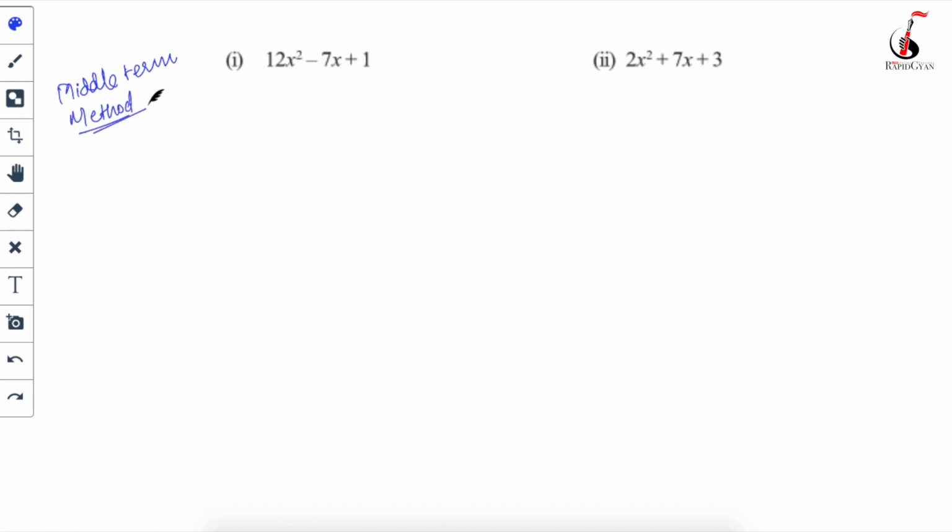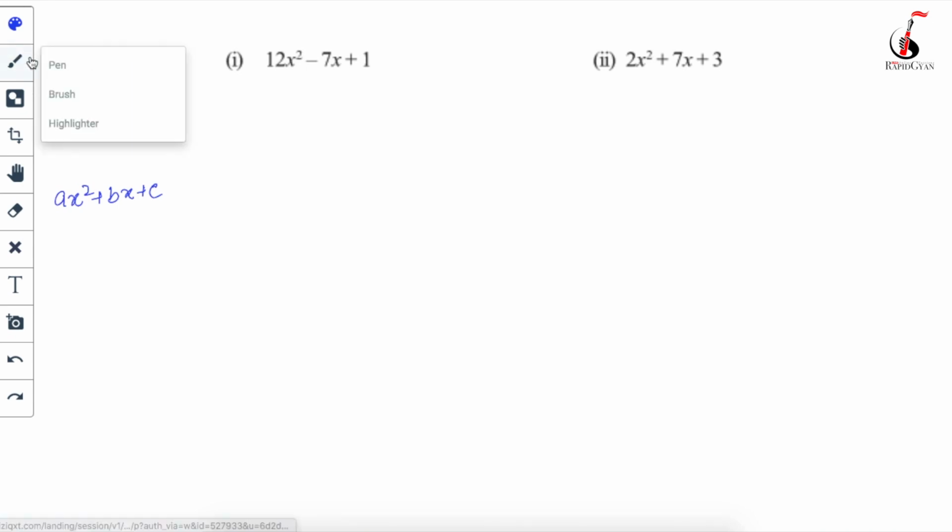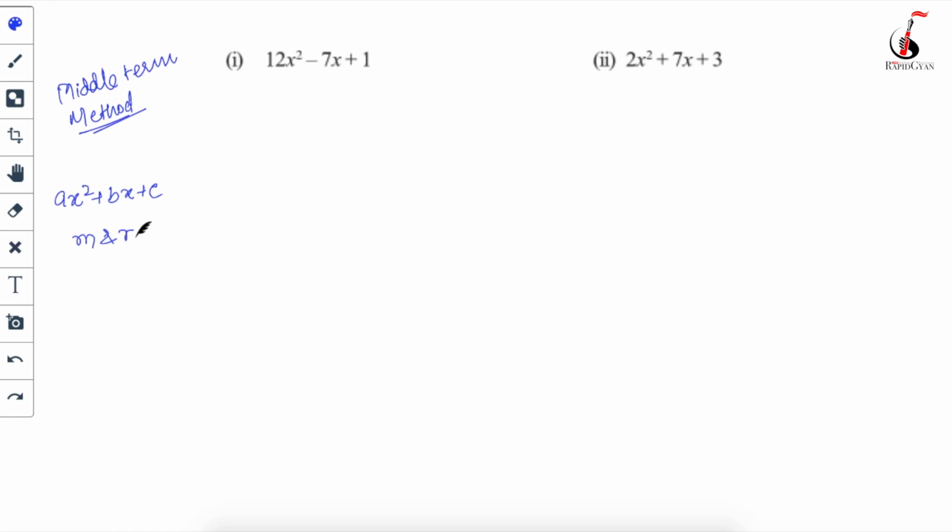Middle term splitting method means whenever you have to solve a quadratic equation ax square plus bx plus c is equal to 0, or if you have to factorize this, forget about solving, just if you have to factorize this, how are we going to factorize? We use the method called middle term splitting. You have to find two numbers m and n such that m plus n is equal to b, and m multiplied by n is equal to ac.